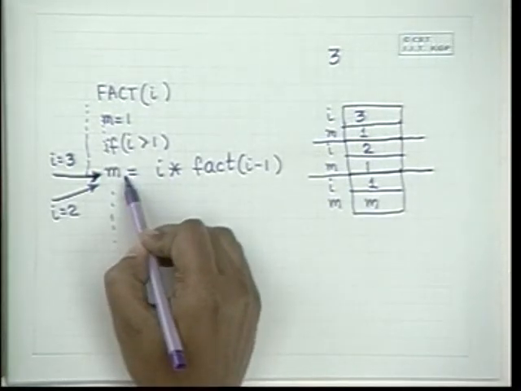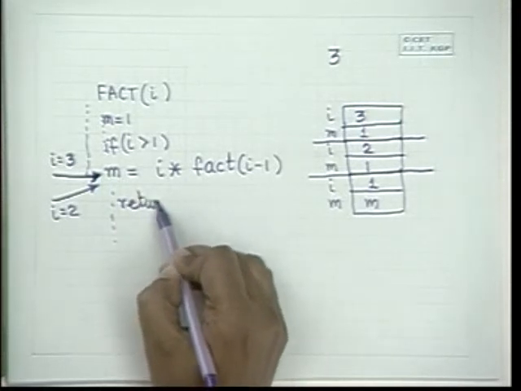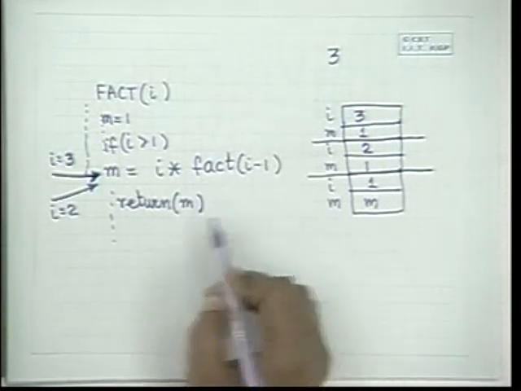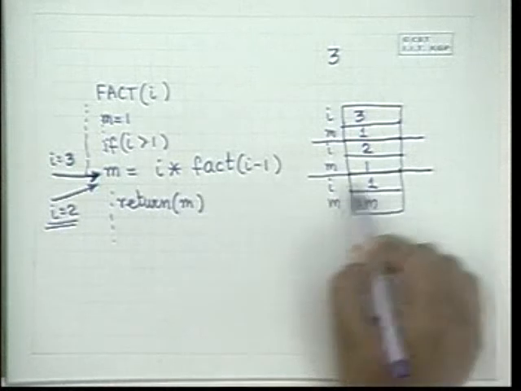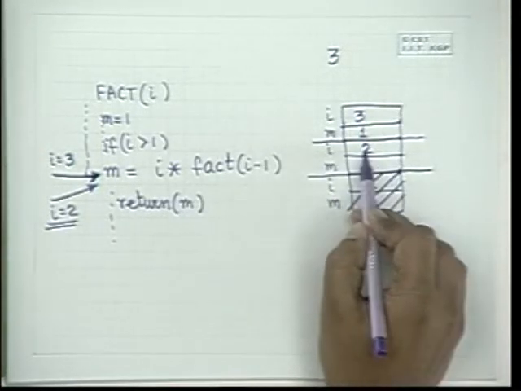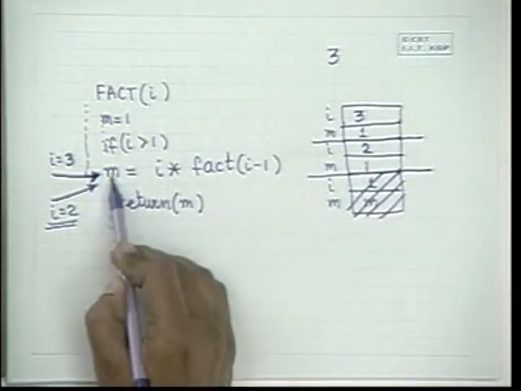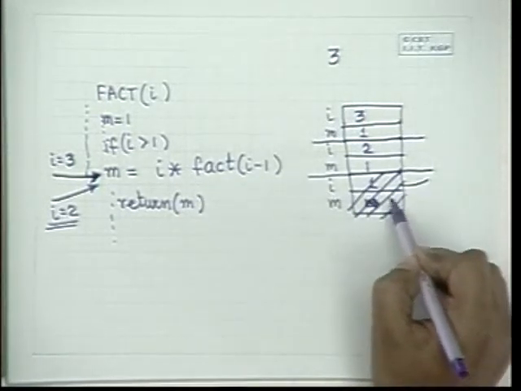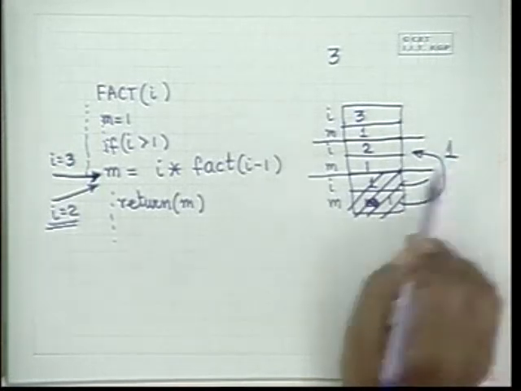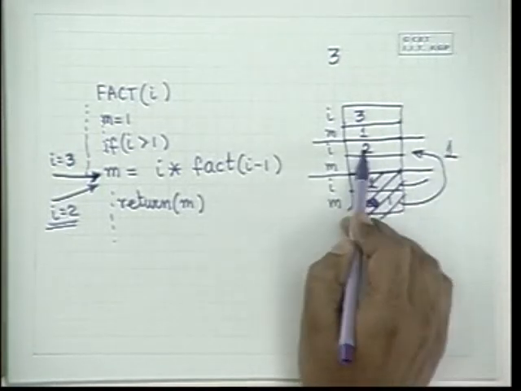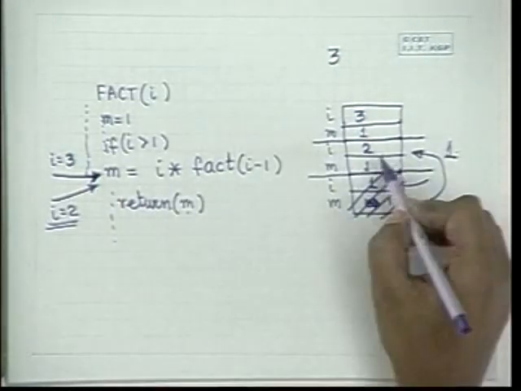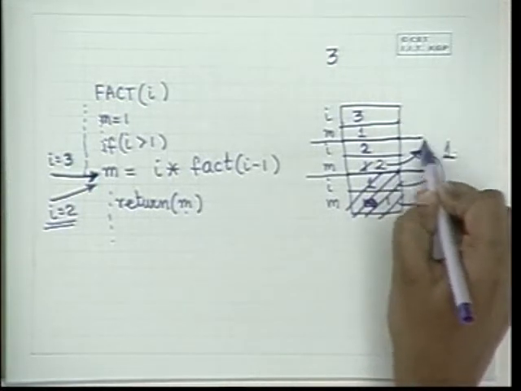This condition does not hold true, so it returns this value, and once it returns this value, control goes back to this, and this goes out. Control goes back here, and immediately this value is returned from m, sorry, m was 1, so this value is returned as 1. So now m into 1, 2 into 1 is computed here and it returns m. So m now becomes 2 and this value is returned back.